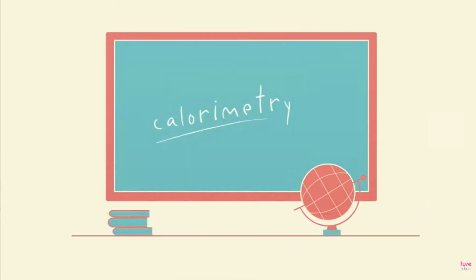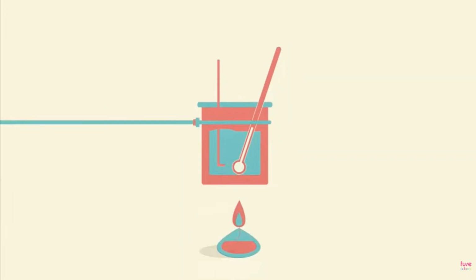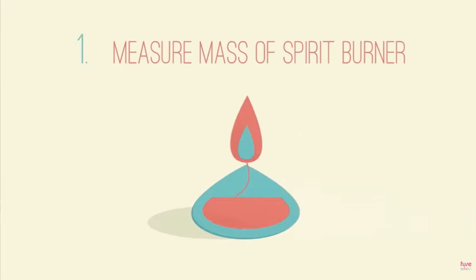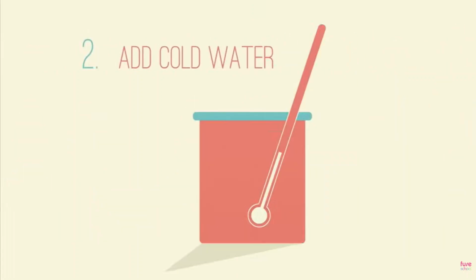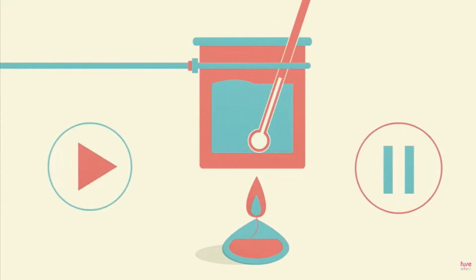In the classroom, if you do this experiment, you would do it on a much smaller scale, using a spirit burner. This is what you would need to do. 1. You'd measure the mass of the spirit burner before the experiment. 2. Add a certain amount of cold water into a copper calorimeter, a small metal can, and suspend it at a fixed distance from the spirit burner. Can you think why it is important for it not to be too far away? Pause the video and continue when ready.